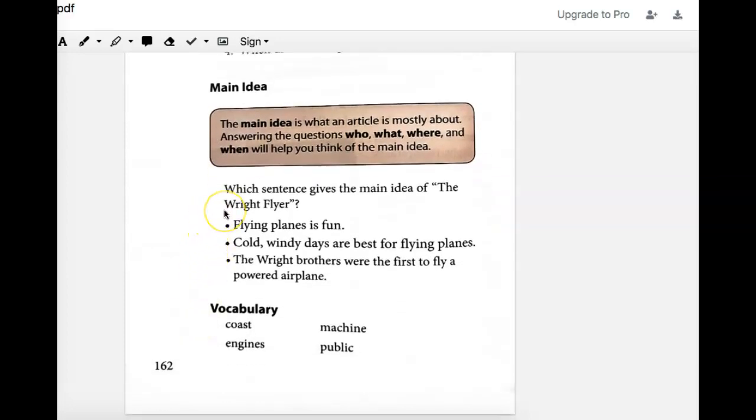Then which of these sentences gives the main idea of the Wright Flyer? Choice 1. Flying planes is fun. Choice 2. Cold windy days are best for flying planes. Choice 3. The Wright brothers were the first to fly a powered airplane. What's the answer? It's the third one. The Wright brothers were the first to fly a powered airplane. Very good.